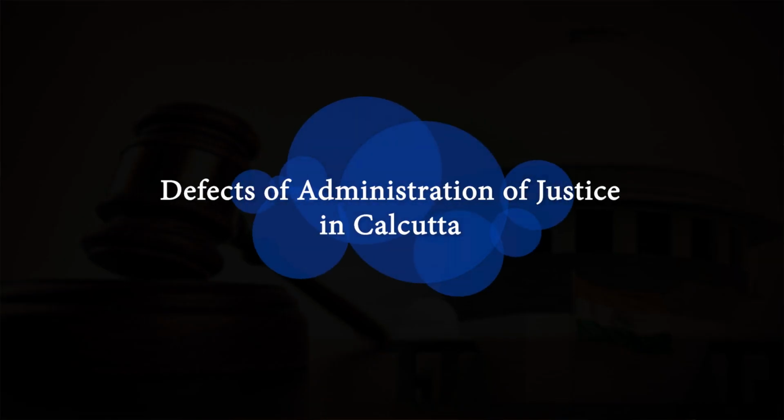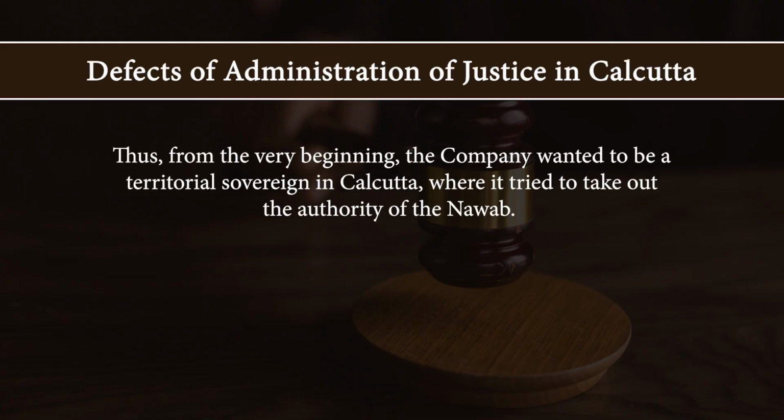Now, let us understand the defects of administration of justice in Calcutta. At the very beginning, the representative of the company in Calcutta claimed and exercised more powers than what he was assigned as a zamindar. Thus, from the very beginning, the company wanted to be a territorial sovereign in Calcutta, where it tried to take out the authority of the Nawab.